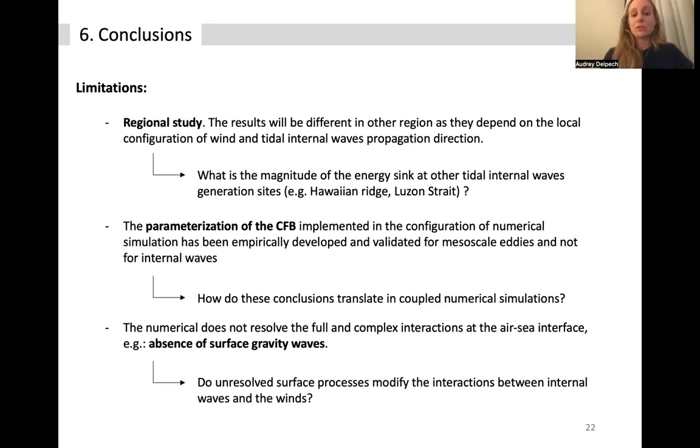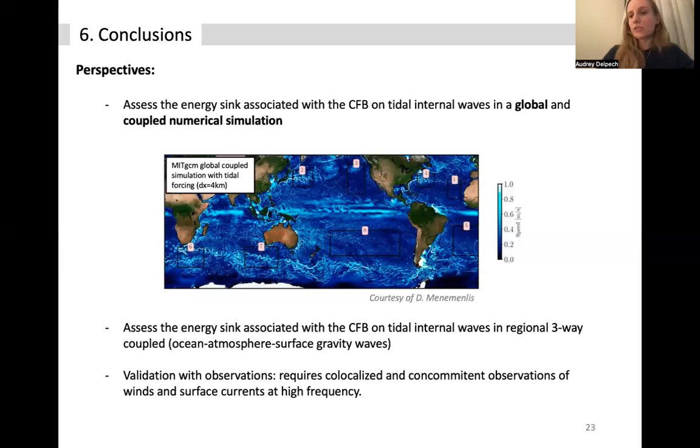And finally, this numerical model does not resolve the full complexity of the interactions at the air-sea interface. For example, we do not explicitly represent surface gravity waves. And it will be interesting to see how these unresolved surface processes can modify the interactions between the internal waves and the winds. And most of these limitations are also perspectives of this work.